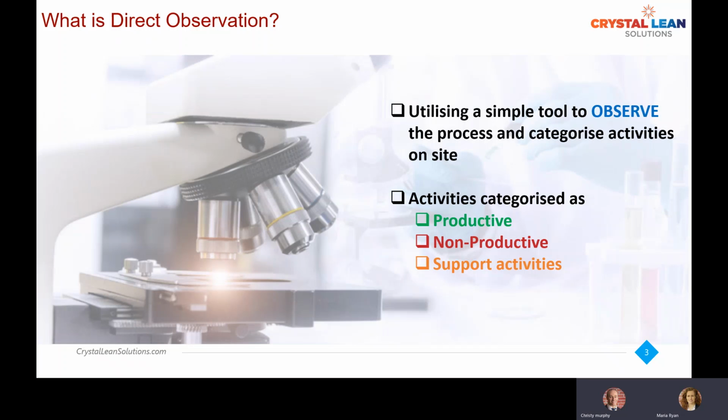Sure. So direct observation is really a simple tool where you go to where the work is being done to observe how the work is being done, what's being done, and then categorize the activities in terms of being productive, non-productive, or support activities. So it's really a tool to understand your process better.